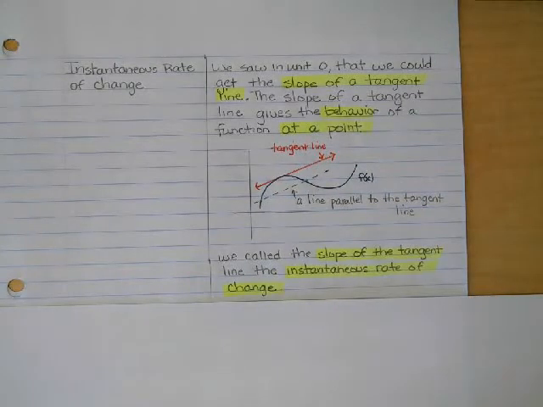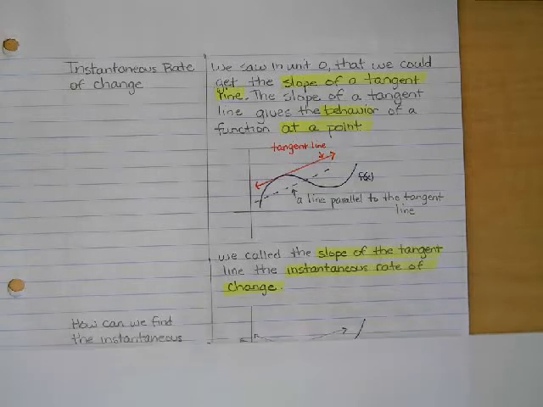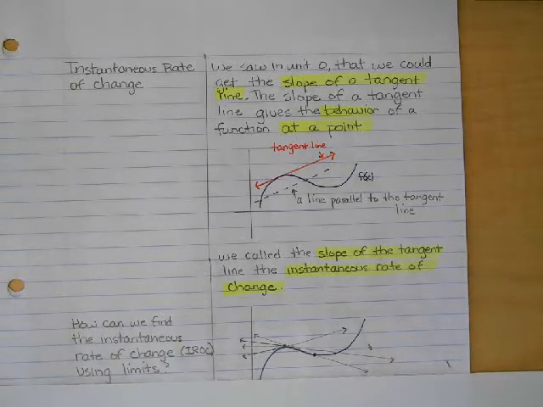Okay, and we call the slope of the tangent the instantaneous rate of change. So remember, slope of the secant, average rate of change. Slope of the tangent, instantaneous rate of change. Okay, so now let's look at limits.